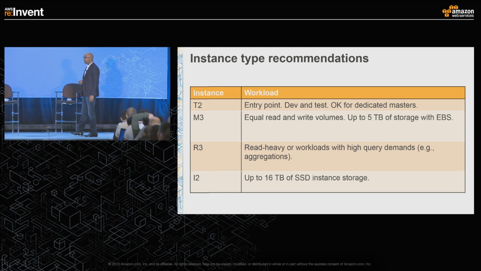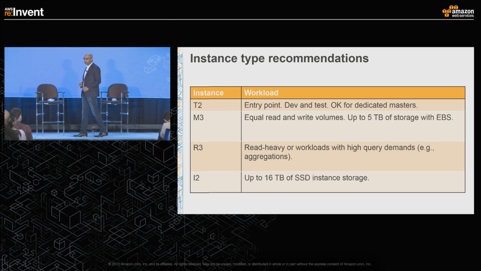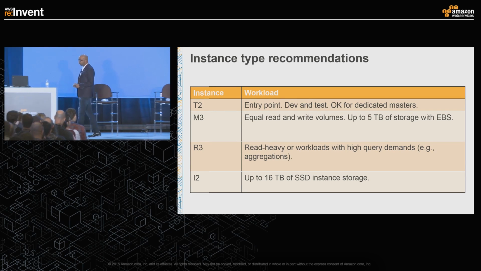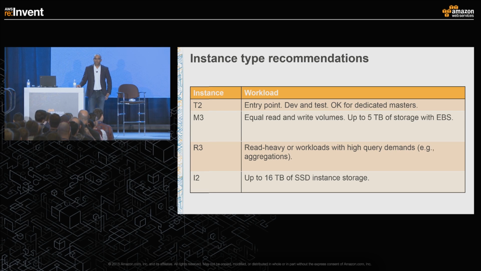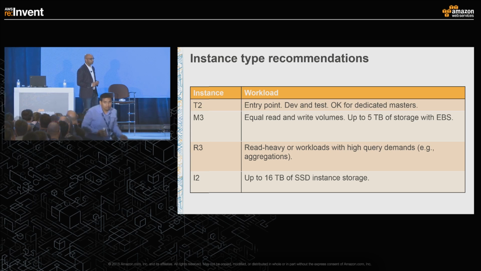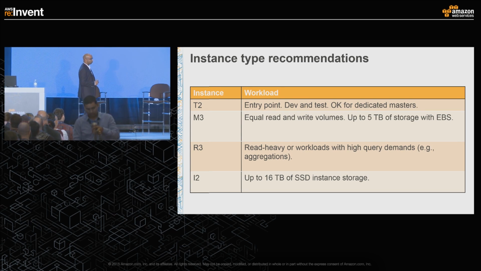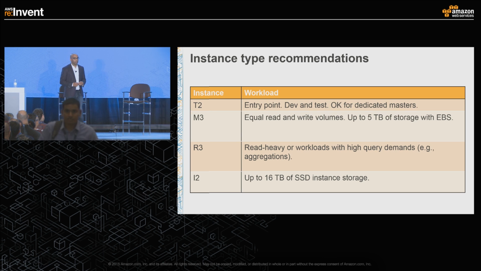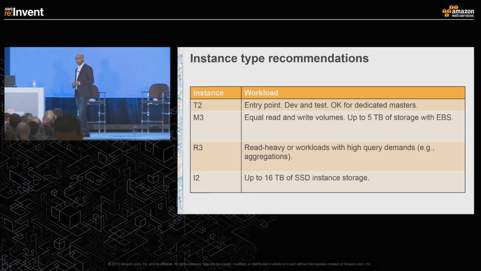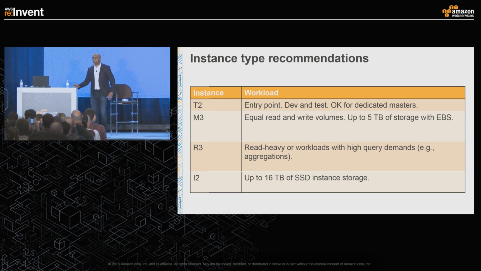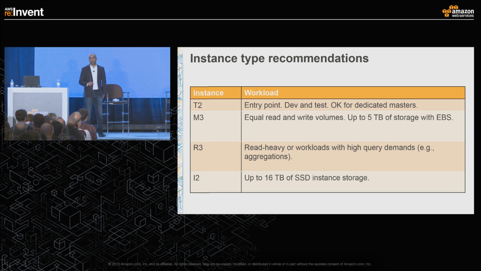In terms of instance types and storage options, the service provides multiple options for you. For instances, we have the choices between T2s, M3s, R3s, and I2s. Each of those works better for different types of workloads. T2s are great for dev test workloads. You can also use T2s for production, especially the larger ones. And you can also use T2 nodes for dedicated masters that we talked about earlier. The M3s are general purpose instances. They provide a balance between networking and memory and compute, and they work for a variety of different use cases.